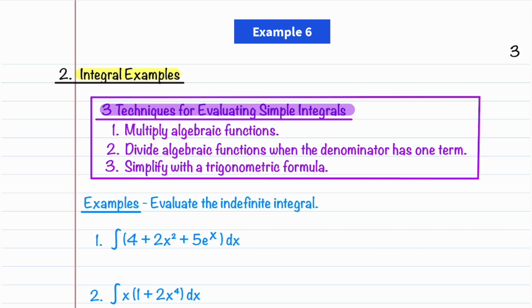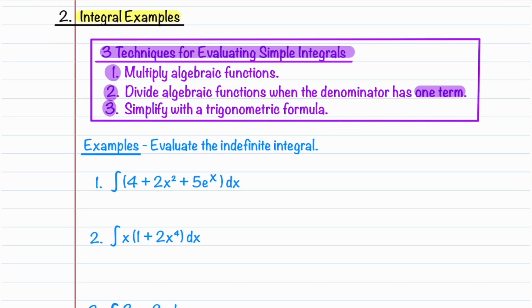The first technique is that you can multiply algebraic functions. The second is that you can divide algebraic functions, but you can only do this when the denominator has one term. And then the third one is when you are working with trigonometric functions, and for those, sometimes you need to simplify them with a trigonometric formula. We're going to walk through 4 examples where we are going to evaluate the given indefinite integral, and we'll use these techniques that I just listed.